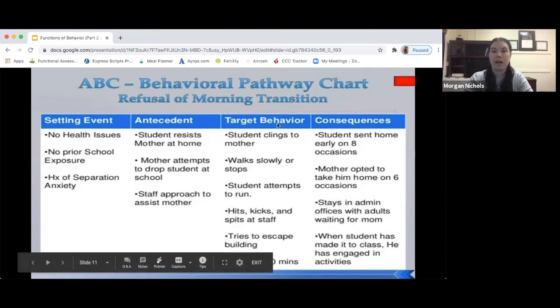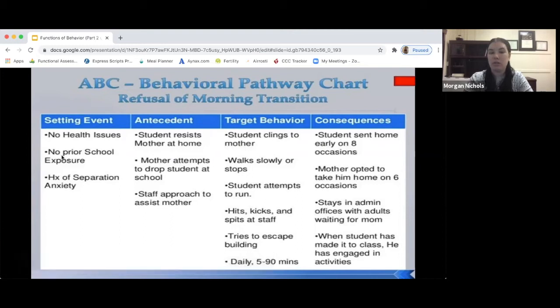But what set up this behavior was the fact that this particular student, he doesn't have any health issues, so that's great. But this particular student has no prior school exposure. He's never been to school. It's a new and scary place to him. He doesn't understand what school is for and why he needs to go and why can't he be with his mother all day, right? But also, he has a history of separation anxiety.